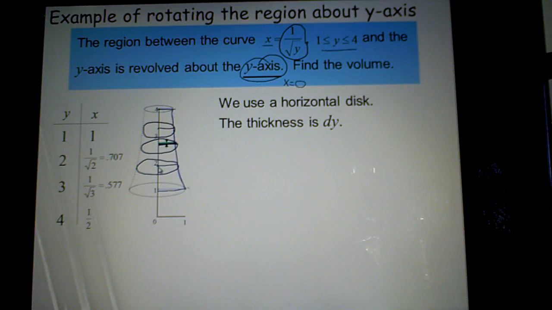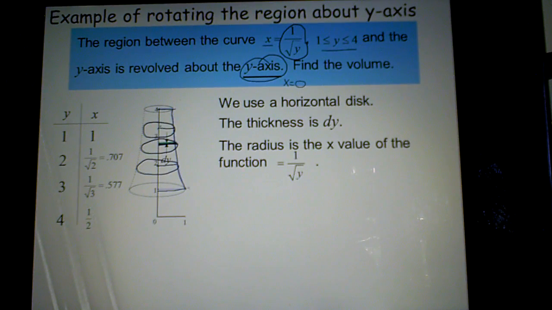Each time I changed which disk I was drawing along the y-axis, so the thickness of each one is dy. The radius comes from the function in terms of y. My limits of integration are y numbers, 1 and 4. Here's my pi, which I can leave inside my integral or osmosis it out. And here's my radius. Don't forget the radius is squared.